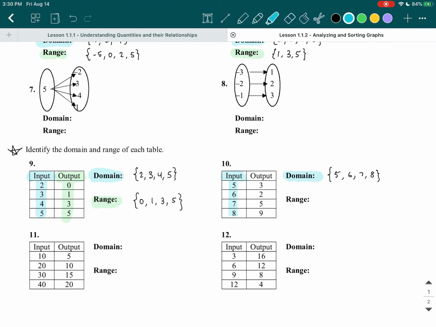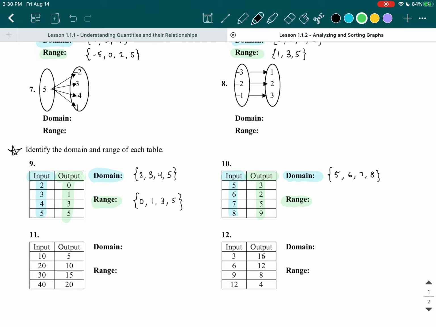Okay? And if you didn't get it right, don't worry. Remember that if you make a mistake, it's literally just helping you improve, okay? And so now let's take a look at the range. Remember the range, which I'm going to put in green, relates to the output, which I will also put in green because they are related. And so those are the numbers.